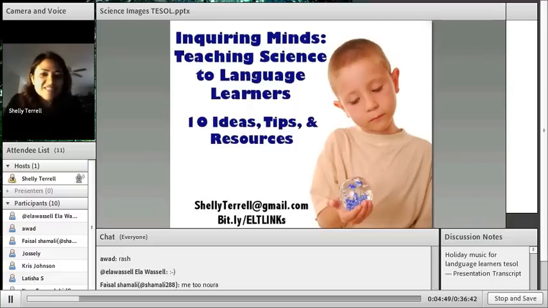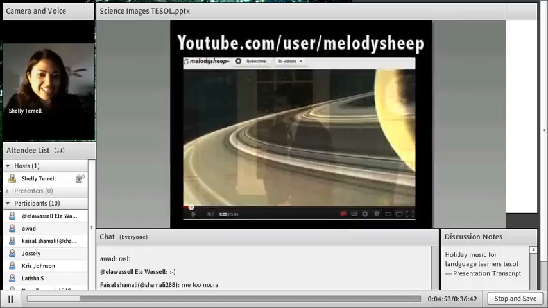Students get this kind of wow factor. As you can see, these two, I love this picture, these two great kids, and they're looking at the world and they're like, wow, you know, this is what's happening behind my world. So that's why teaching science to language learners is very motivating and exciting.